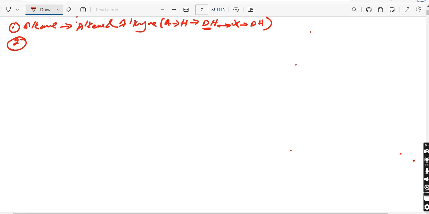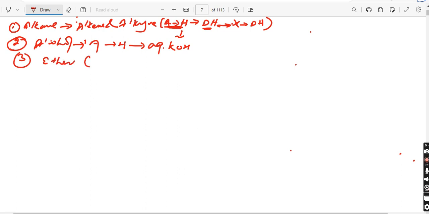Next was alkyl halide. Look here, this is converting to the alkyl halide. Then to the alcohol, how did we do? Alkane was converted to haloalkane, and this was reacted with aqueous KOH, right? Then we converted that to the ether by reacting haloalkane with Ag2O, right?